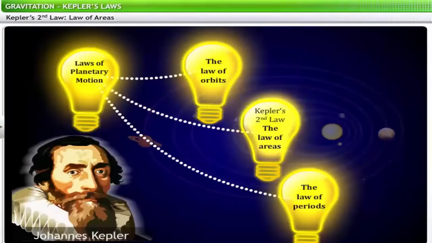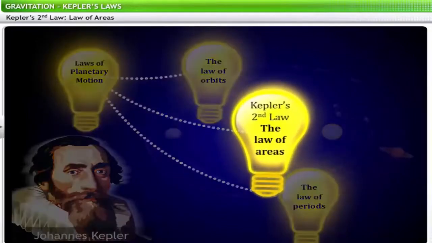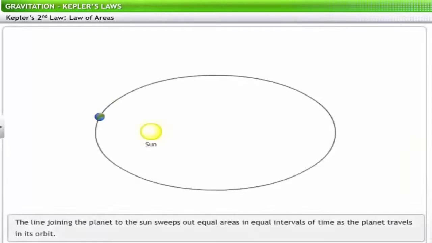Kepler's second law of planetary motion, also known as the law of areas, states that the line joining the planet to the Sun sweeps out equal areas in equal intervals of time as the planet travels in its orbit. Let's explain this through an example of Earth's movements.